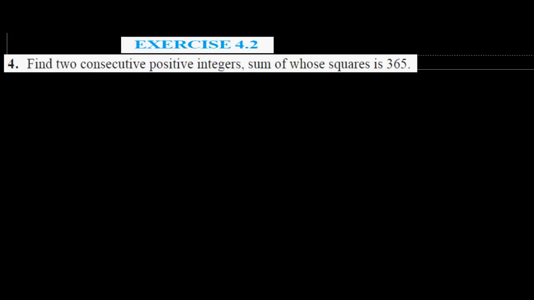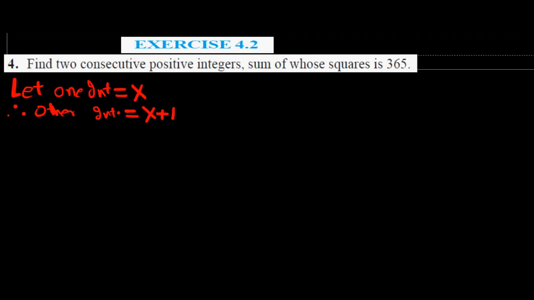integer as x. So let one integer be equal to x. Therefore the other integer will be equal to x plus 1, because these are consecutive positive integers. So if one is x, another will be x plus 1.